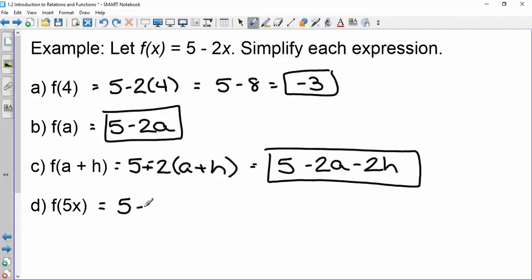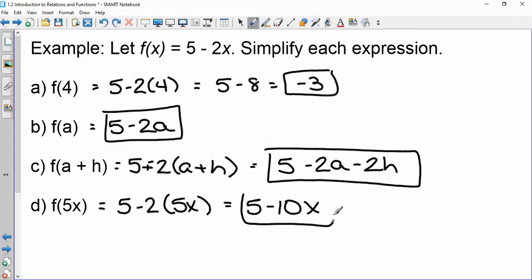And D, if we plug in a 5x, 2 times 5x is 10x. So we get 5 minus 10x. So it's okay to still have variables. You don't just get a number answer every time on these. You could factor 5 and have 5 times (1 minus 2x).